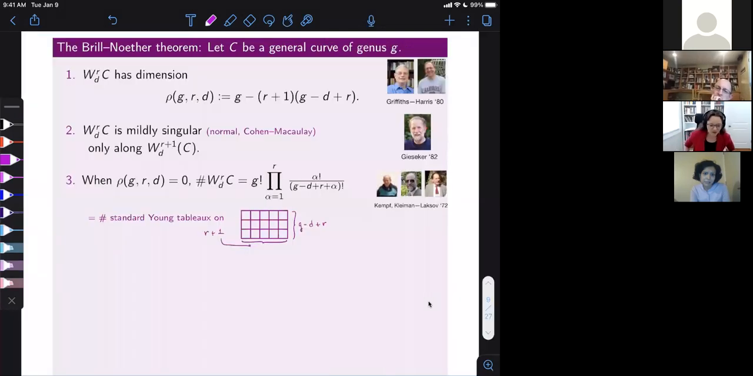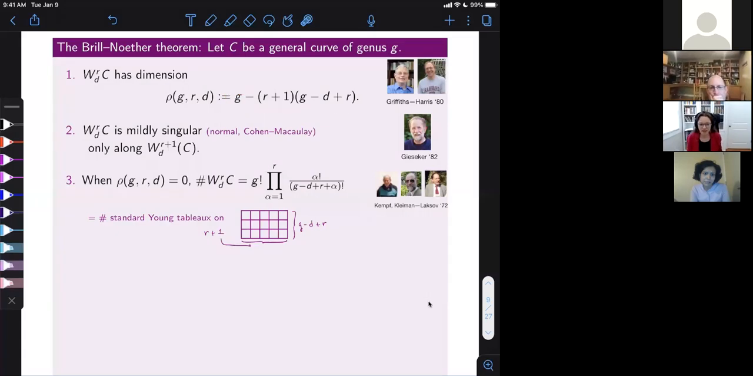It's the number of standard Young tableaux on a grid of size (r plus 1) times (g minus d plus r). It's no coincidence that those are the numbers that show up in the expected codimension. r plus 1 is the expected h^0, and g minus d plus r is the expected h^1. So this is saying you have a grid of size h^0 by h^1, and the condition that rho is 0 is exactly saying g is this product.